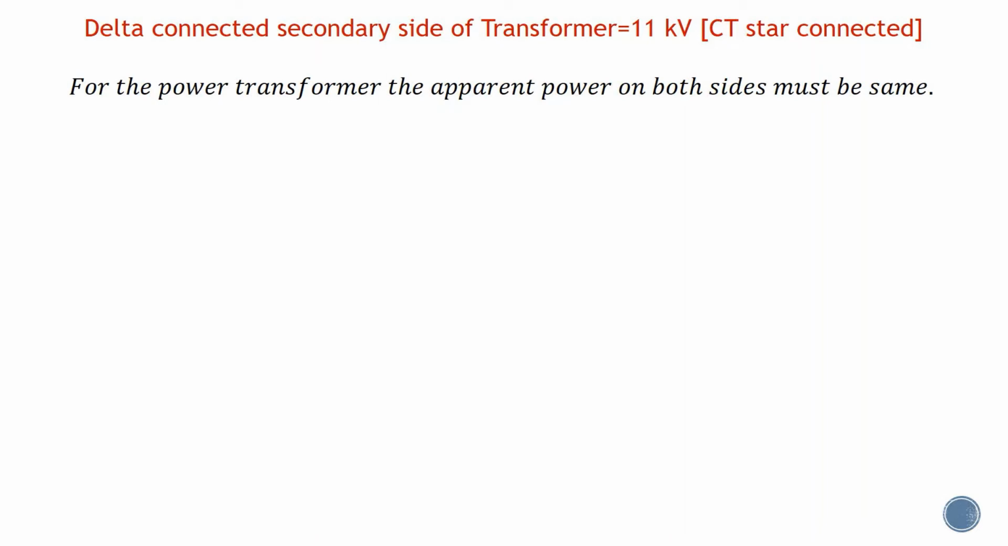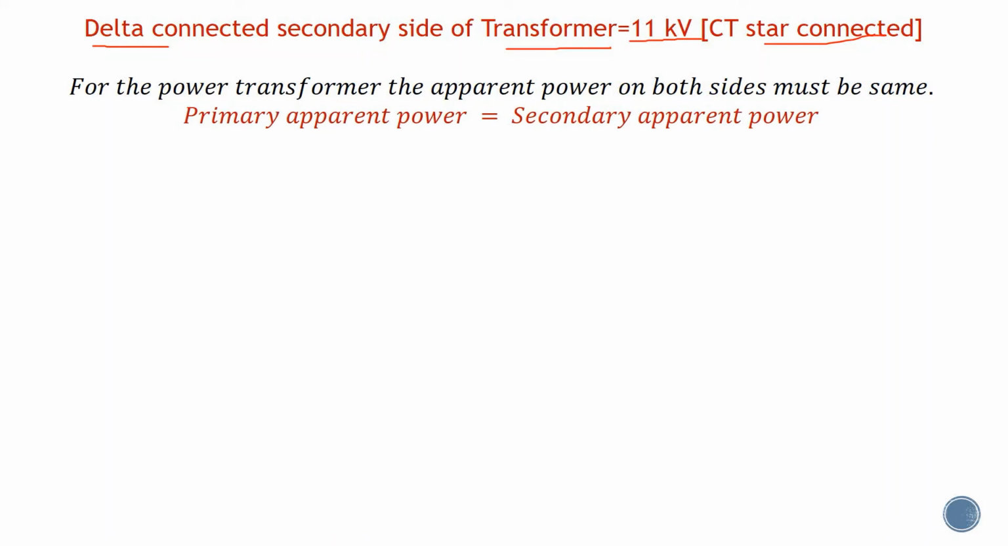The other side of the transformer, that is the delta connected secondary side of the transformer, is provided with the voltage 11 kV, and here since the secondary side is connected in delta, the CT will have star connections. We know that for a power transformer the apparent power is same on both sides. Therefore, the primary apparent power will be equal to secondary apparent power. That is power, as we know the formula of power, root 3 VI.